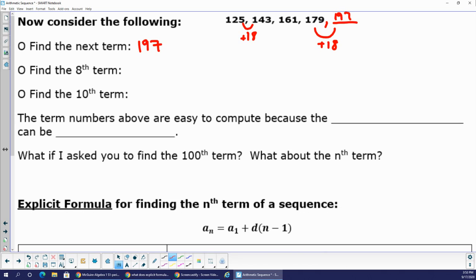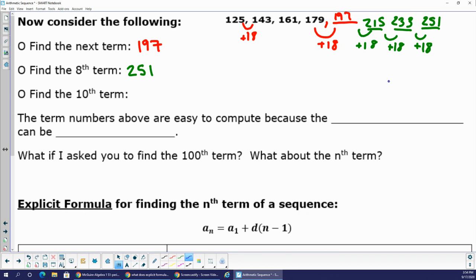The next question is asking to find the 8th term. So I want to find the 6th, 7th, and 8th term. Every time I'm just adding 18. So my next term, 197 plus 18 gives me 215. Then I'm going to add another 18, and that gives me 233. And then add another 18, and that's going to give me 251. All right, so not the most efficient way, but honestly, that took me a whole 10 seconds. I'm just adding 18 every single time to get to the next term. So that 8th term is 251.